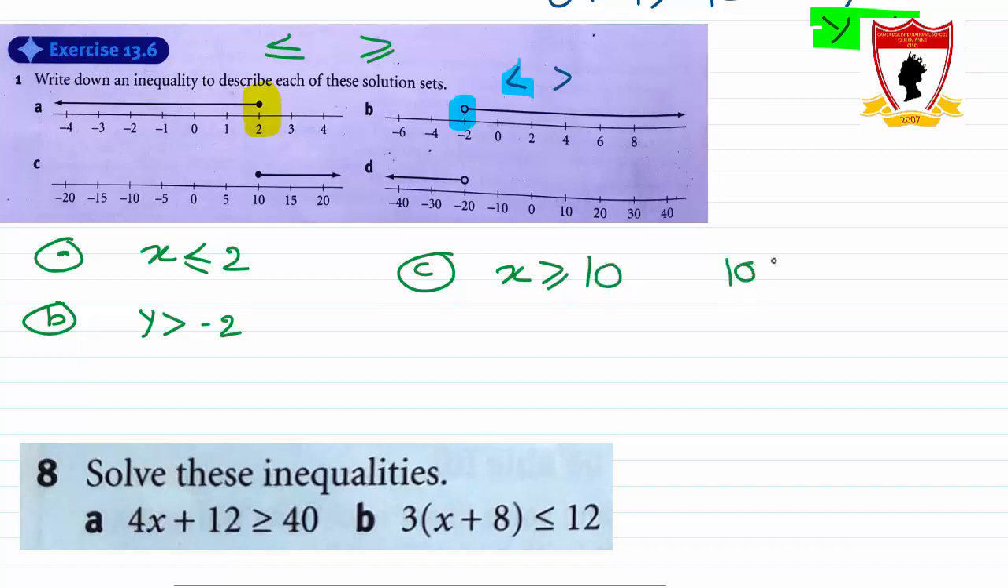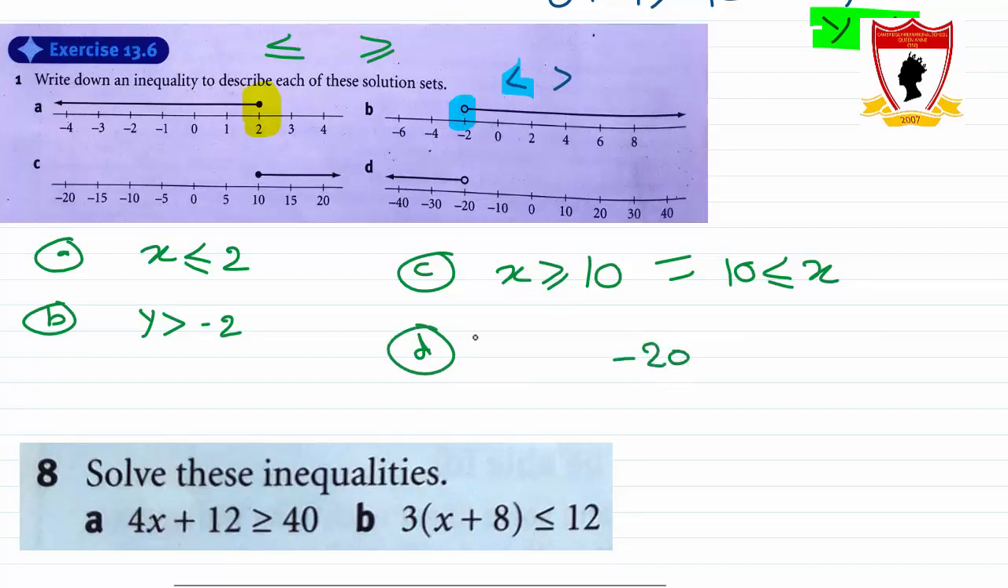Can we write it like this? Yes, there's no difference between these two. They are equal. X is more than or equal to 10 because all of these numbers are more than 10. That's what we wrote. D, it's about negative 20.